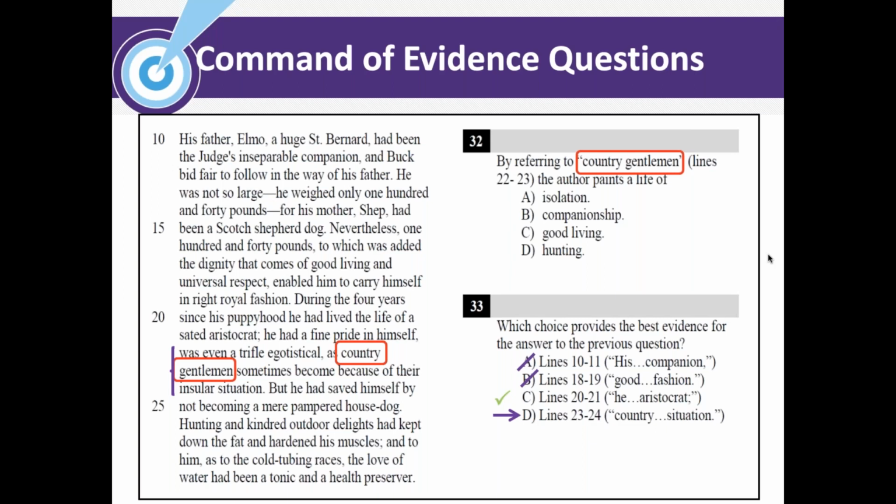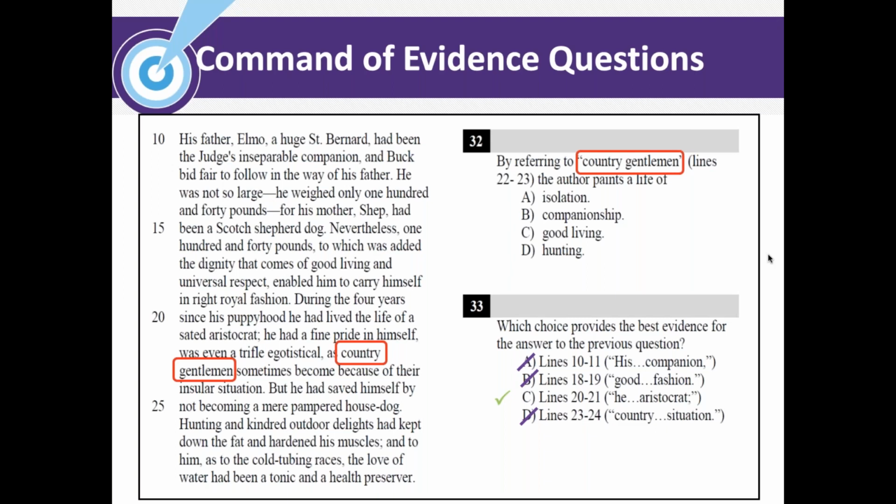So I want to look at lines 23 through 24. I read them briefly. I realize, okay, those don't really have anything to do with what it means to be a country gentleman, but he had lived the life of a sated aristocrat. Sounds pretty good. So I feel confident that that's going to be my answer choice.